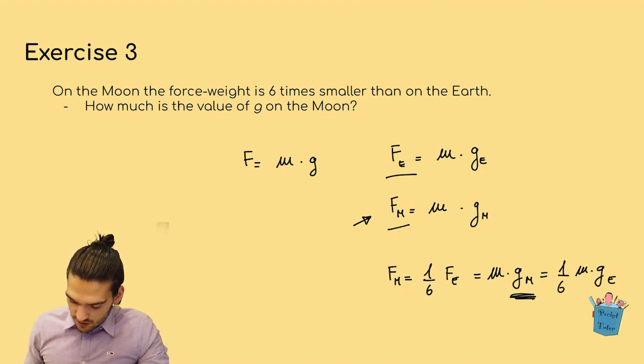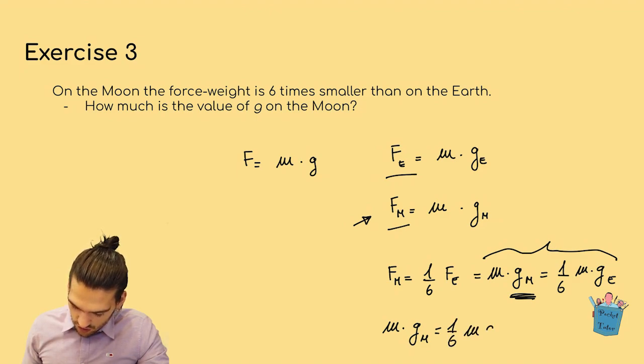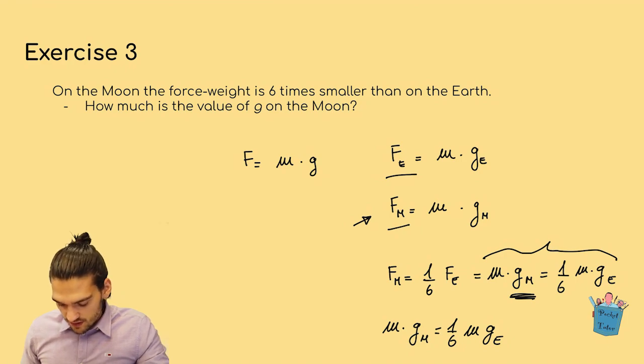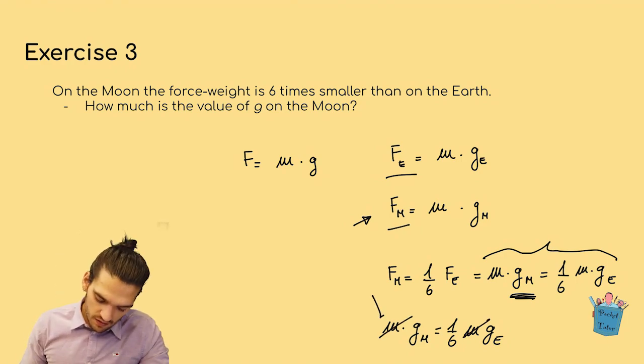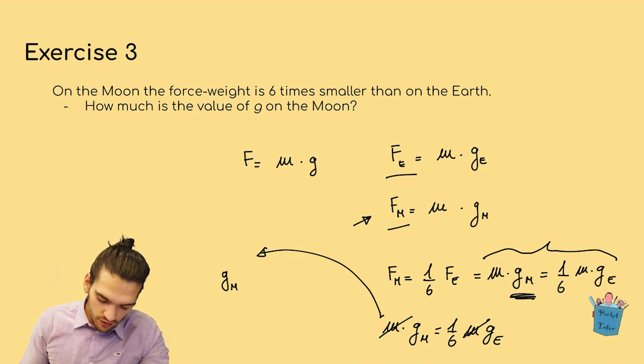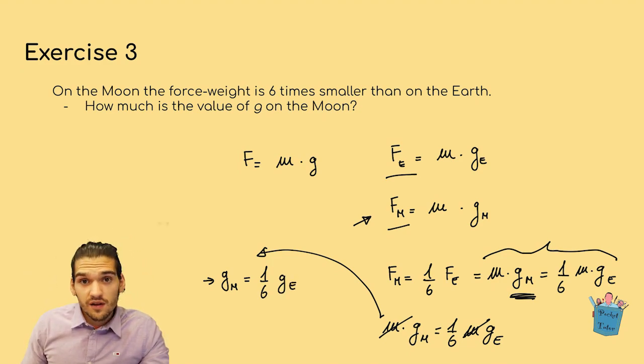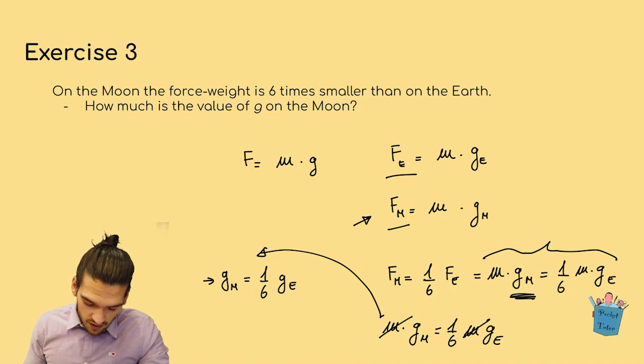So if we consider this equation here, this one says that m times g on the moon is equal to 1/6 m g on Earth. We can then simplify the mass, and this leads to g on the moon, that is what we're looking for, is equal to 1/6 g on Earth. We know the value of g on Earth, that is 9.81 meter over second to the second power.